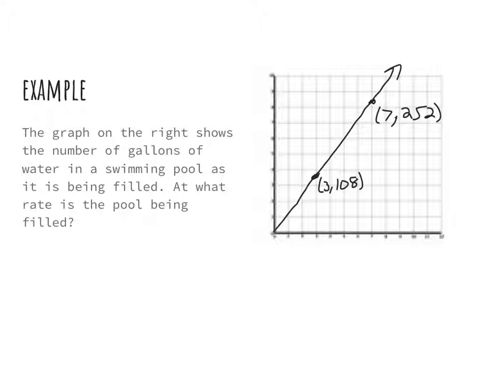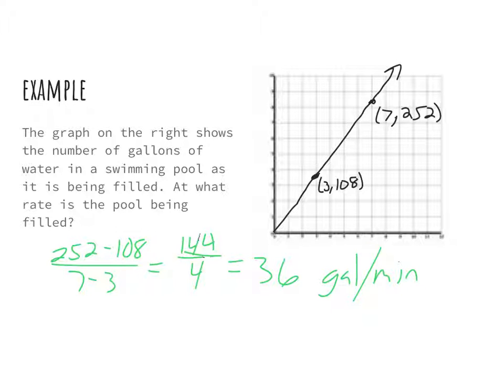Go ahead and pause the video and find the constant rate of change with this graph. Notice how it's a straight line, and you've been given the points 3, 108, and 7, 252. And then hit play and see how you did. Okay, so we should have had 252 minus 108 on top, 7 minus 3 on bottom, giving us 144 over 4, which equals 36, and we're talking gallons per minute.